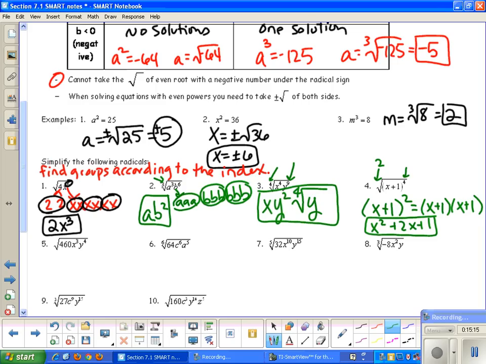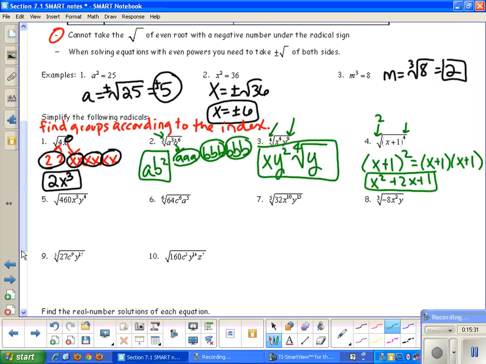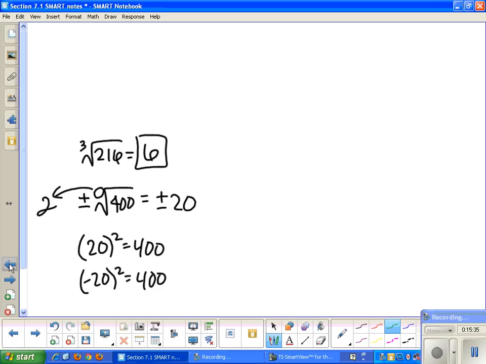What happens when I don't have a number with a perfect square or cube or whatever I'm working with? I'm going to want to break it down with a factor tree using prime numbers and then see how many groups I can take out. There's many different ways that you can do this. I'm going to do just the one. So if I look here, let's do this on the other page. I have the square root of 460, x to the third, y to the fourth.